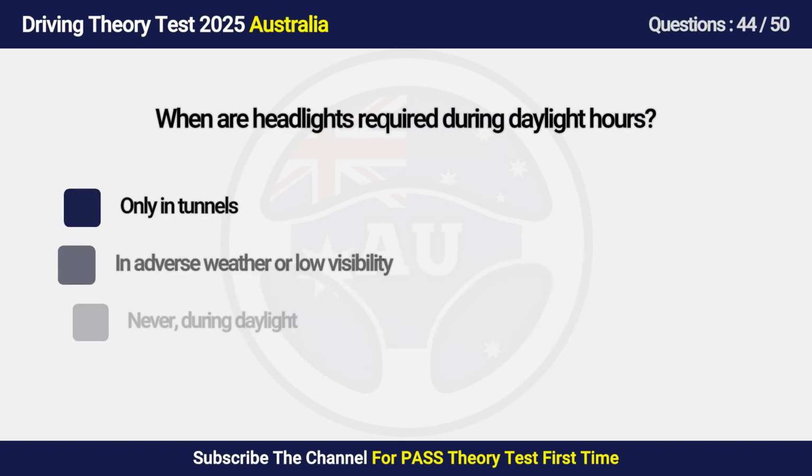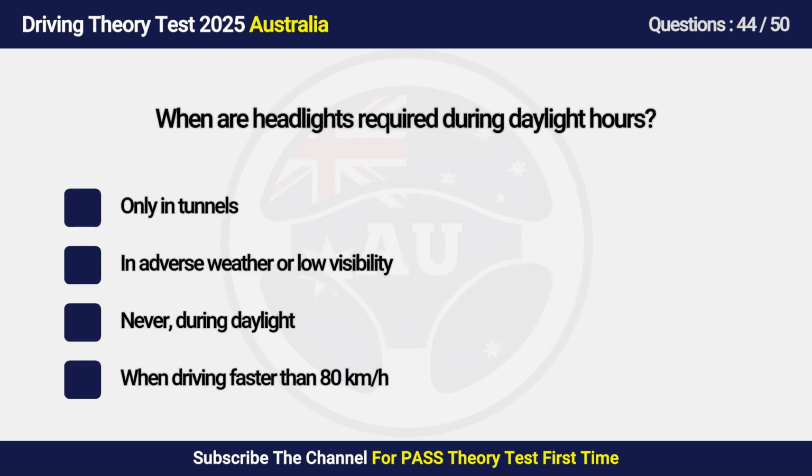Question 44. When are headlights required during daylight hours? A. Only in tunnels. B. In adverse weather or low visibility. C. Never during daylight. D. When driving faster than 80 kilometers per hour.